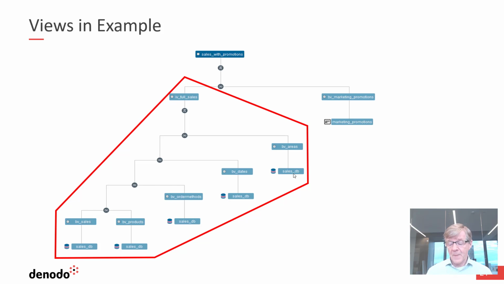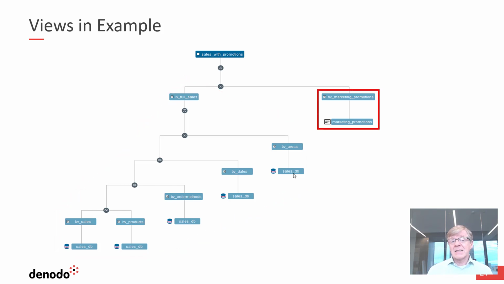all the sales data. On the right-hand side, we will connect to that Excel spreadsheet, which contains the marketing promotion data. We'll build a base view on top of that. And then we will go and combine the sales data in that full sales, the IV full sales view, with the marketing promotions data. So that gives us the data that we need to do our analysis.